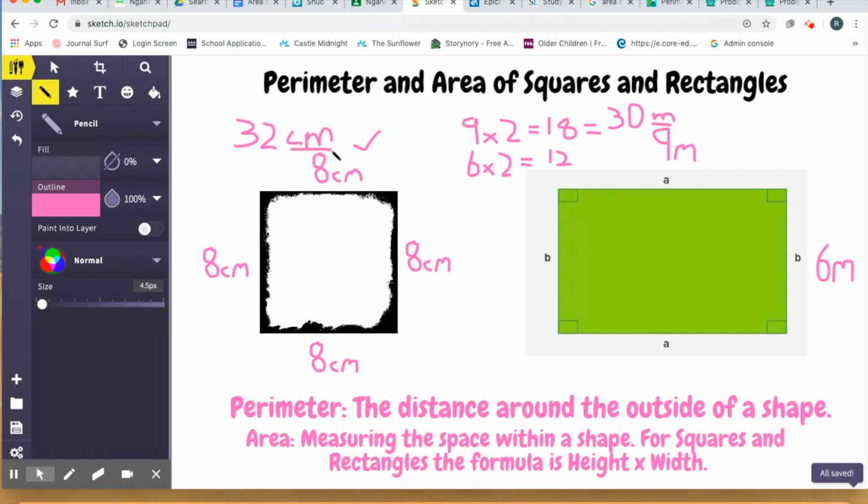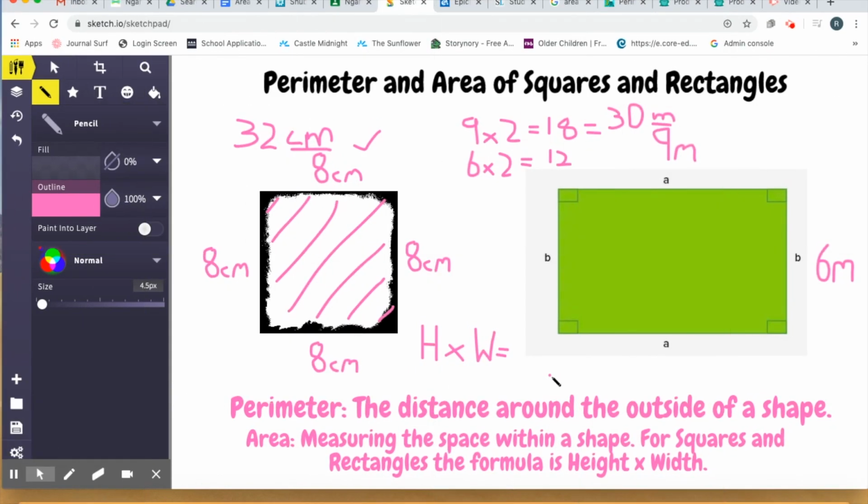Sorry about the lettering. I'm not very good with this mouse tool. So that is perimeter, the distance around the outside of the shape. It is the same for any shape, whether it's a triangle, an octagon, whatever it is, your perimeter of that shape is just the distance it takes to work your way around the outside.